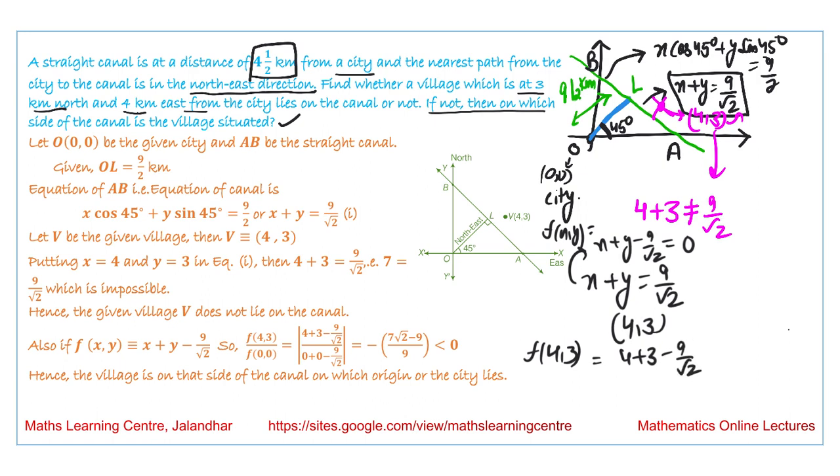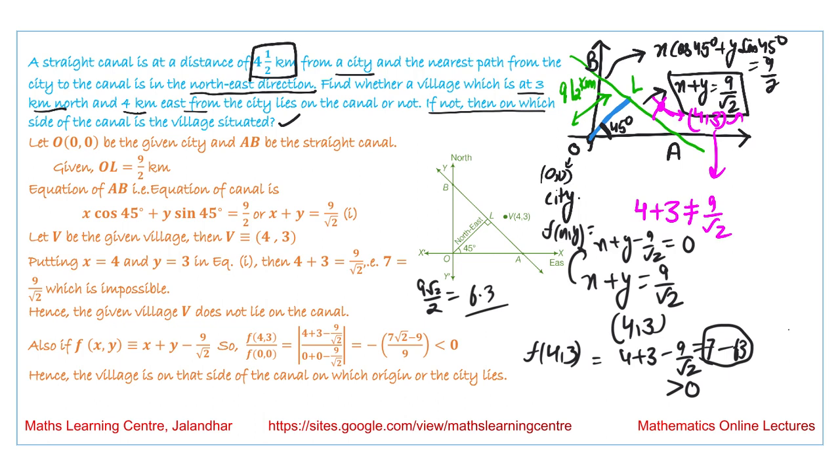The answer we will have is equal to 7 minus, if we calculate the value of 9 root 2 by 2, this value we will get is something like 6.3. So we are saying that this overall value will be positive.